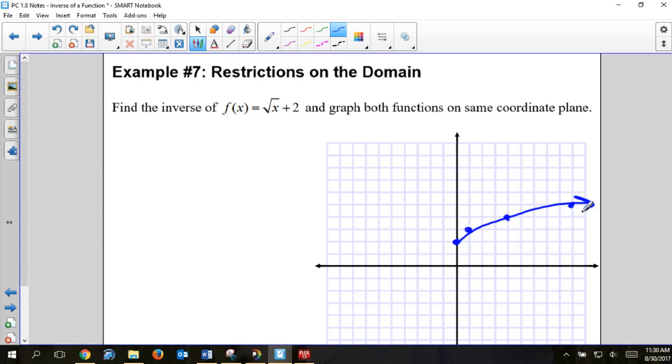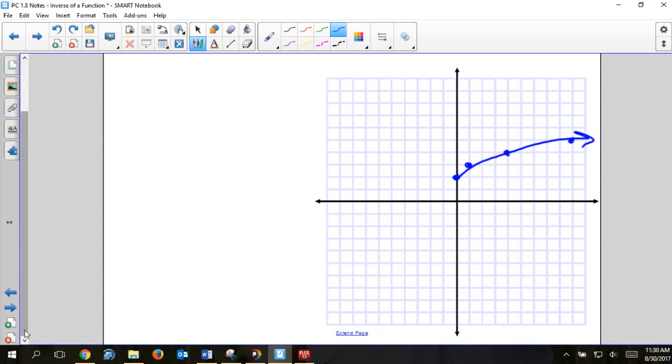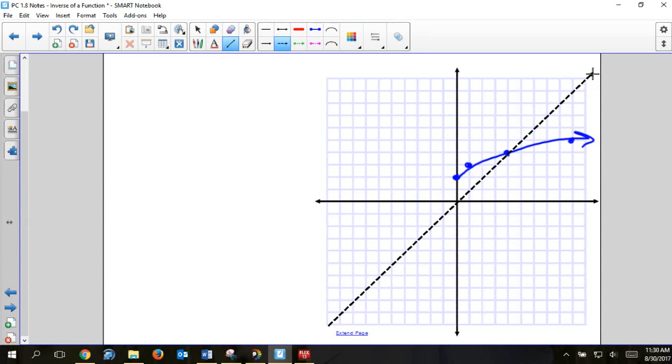And before I even find the inverse, let's just go ahead and graph the inverse. Remember how we graph the inverse without actually knowing the equation yet? Do you remember that? What do we do? Switch the x's with the y's. So here where I'm sitting at 0, 2, I'm now going to go to 2, 0. At 1, 3, it's going to be 3, 1. 4, 4 is still 4, 4. And 9, 5 is now 5, 9.